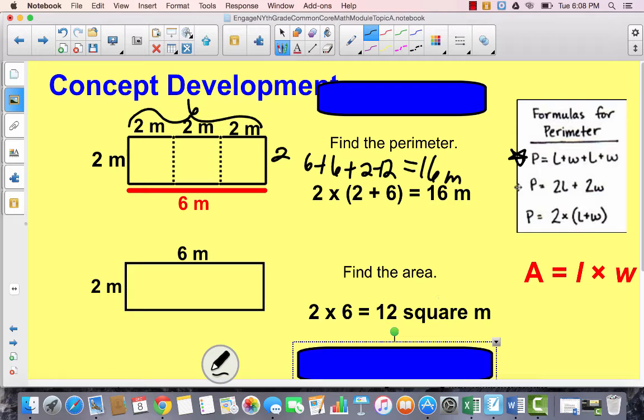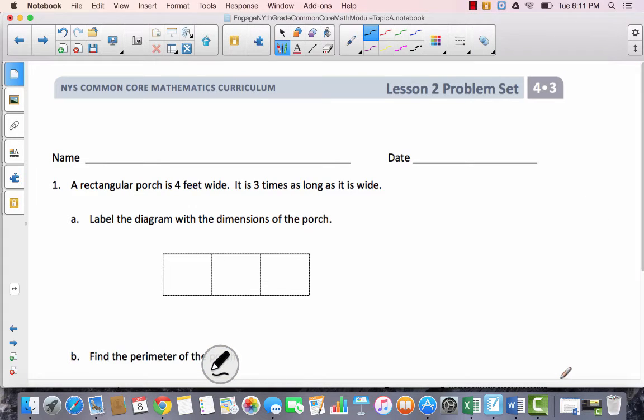All right, so let's go ahead and get a start on our problem set. Okay, let's go ahead and take a look at our problem set. So go ahead and write your name at the top, and then let's go ahead and get started.